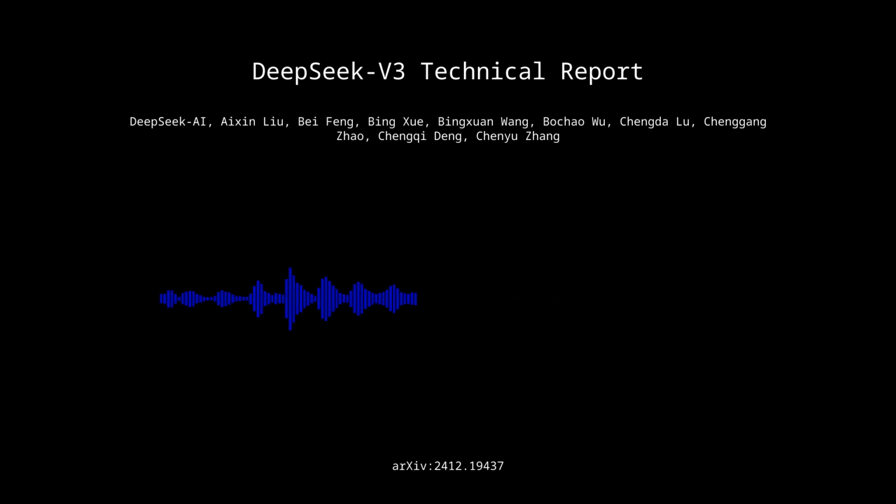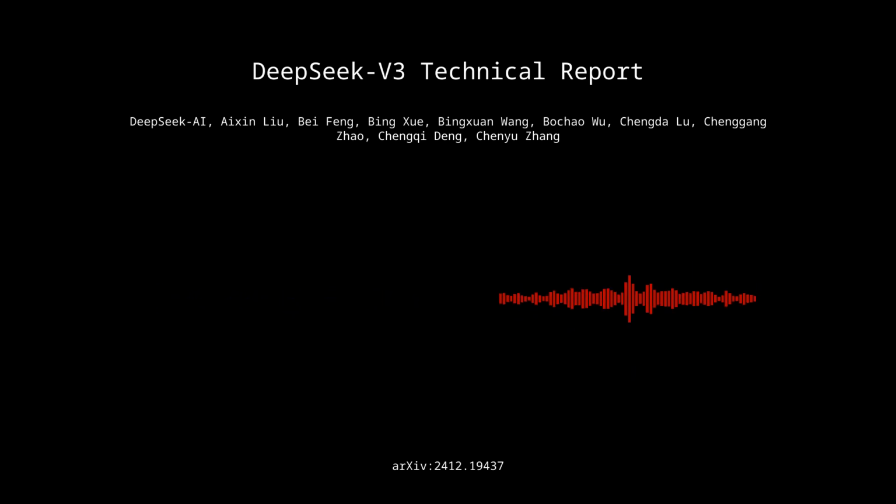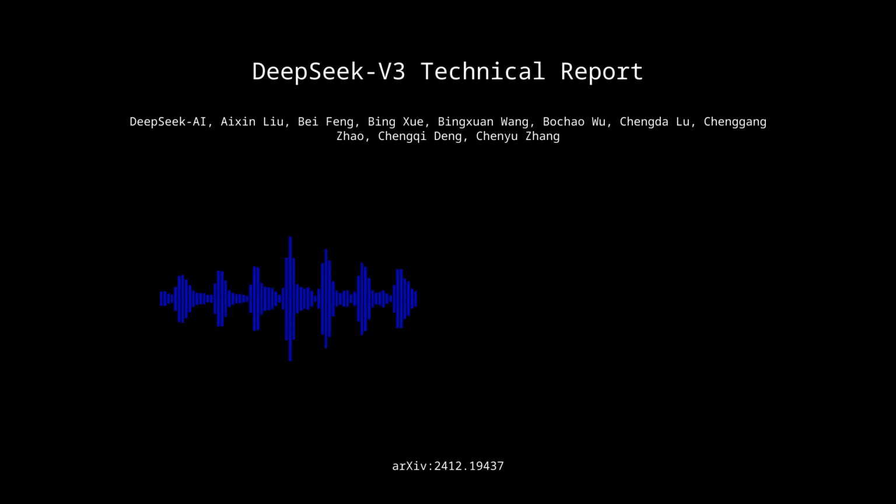Right. They're also looking at refining the FP8 training framework, trying to squeeze even more efficiency out of it. Yeah. Always iterating, always improving.